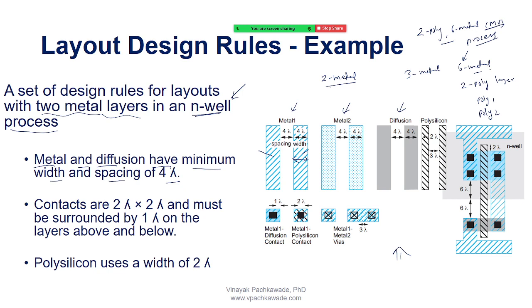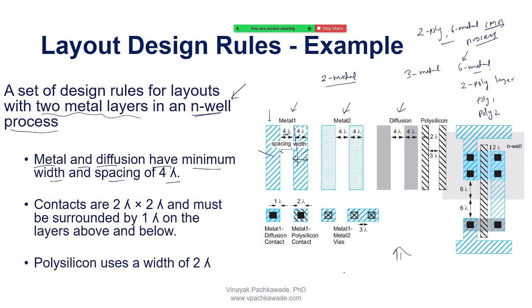Minimum it must be 4, because otherwise I will violate the rule. If I am placing, during the circuit connection, the metal 1 layer like this and the metal 2 layer like this, then the spacing between these two should be minimum 4 lambda. I cannot have 3 lambda, otherwise I will violate the rule.